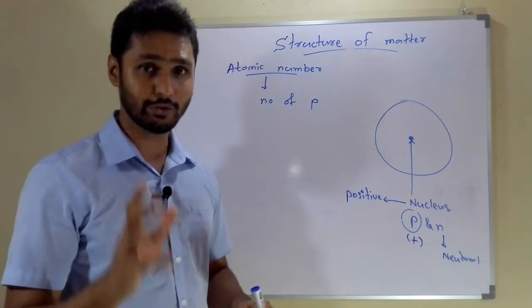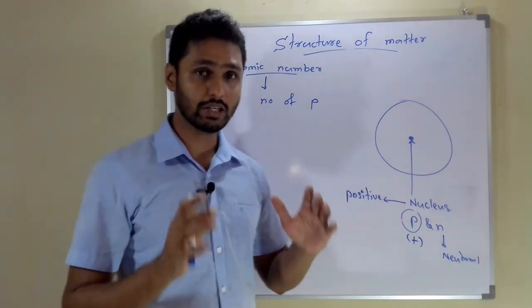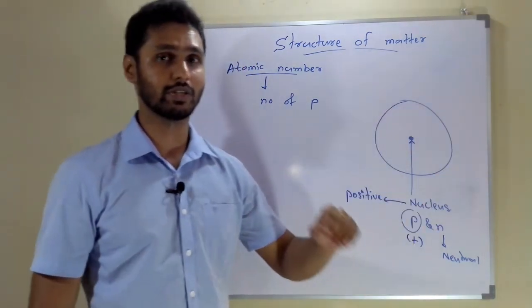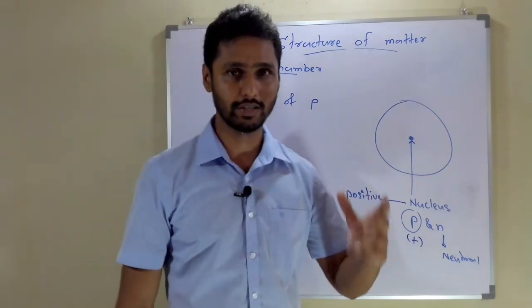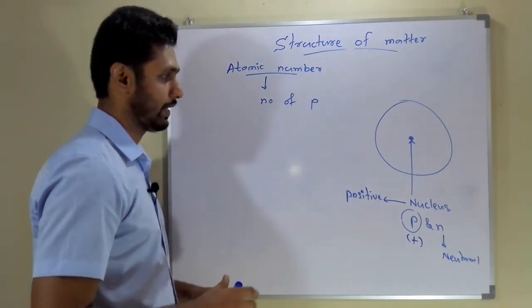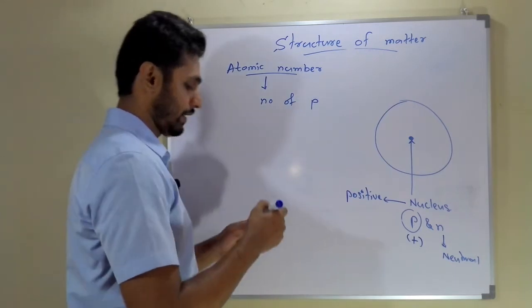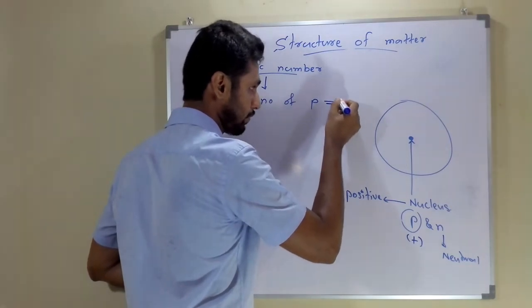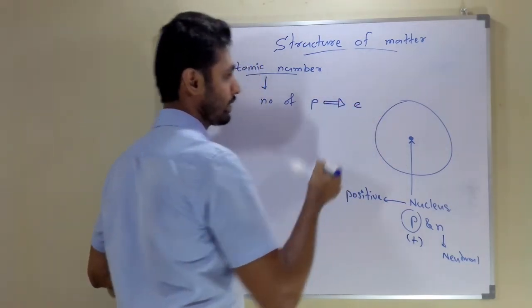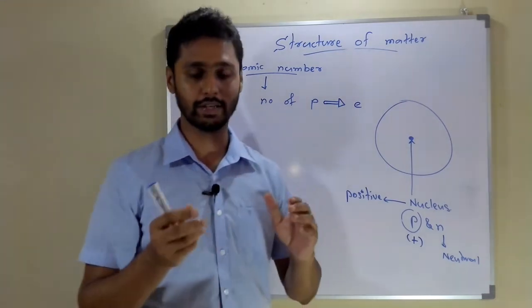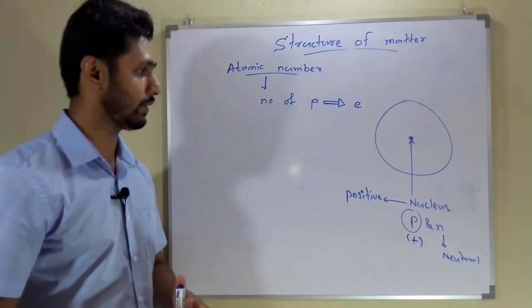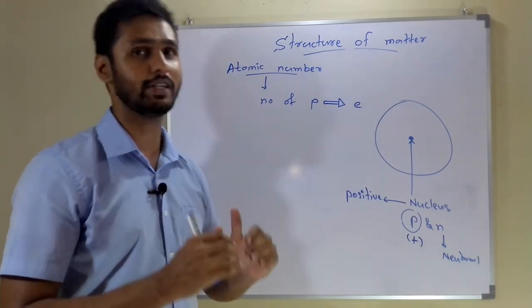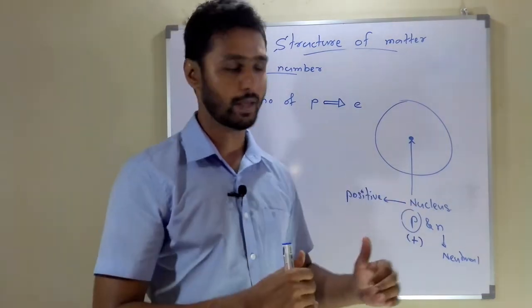Then I will move to the next part. If an atom is neutral, there should be an equal number of protons and electrons, because protons are positive and electrons are negative. Then in an atom which is neutral, the number of protons is equal to the number of electrons as well. This is another important factor. So atomic number is the number of protons in the nucleus, and this number is equal to the number of electrons also.